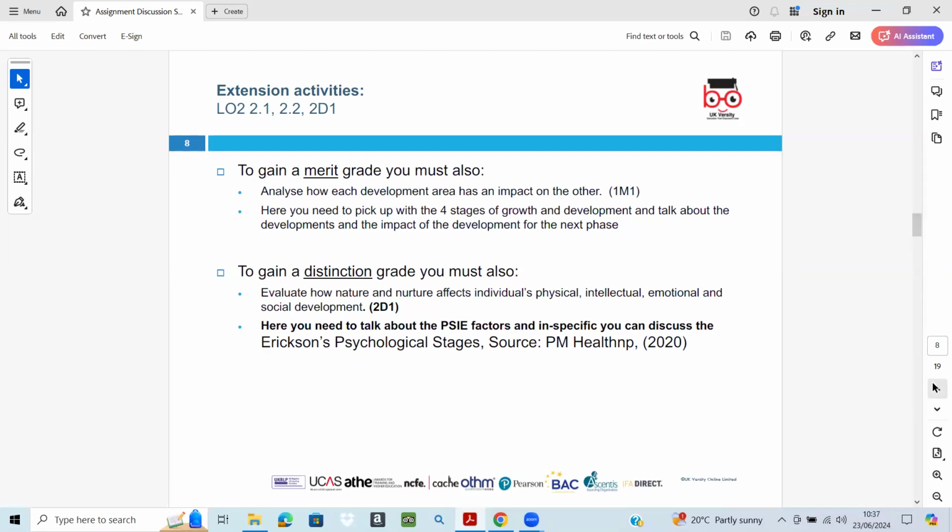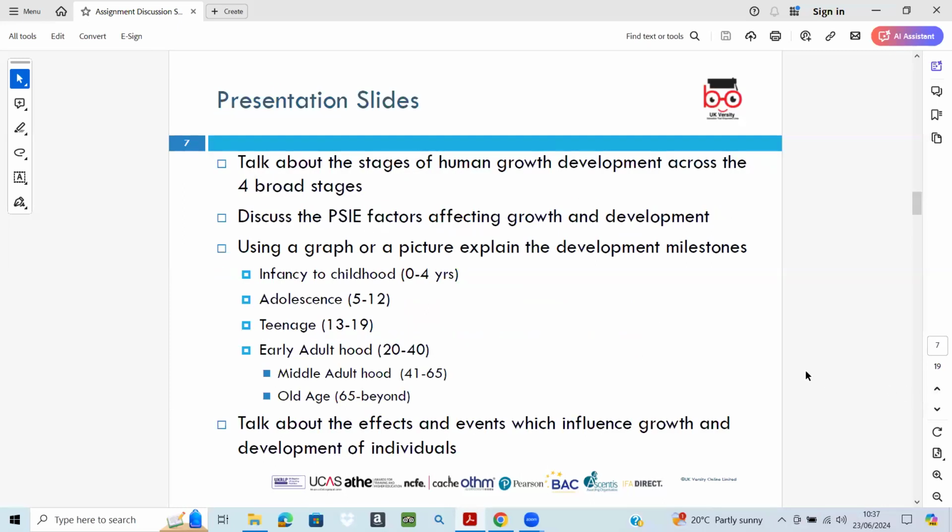Also, they were asking about the graph or a picture. Right, so we also could include a graph or picture. It should include a visual representation explaining developmental milestones for each stage, or we could use a graph or picture to illustrate the typical progression from infancy to old age. And we need to make sure that we also give the in-text citation and the reference for the graph or the image which we have used.